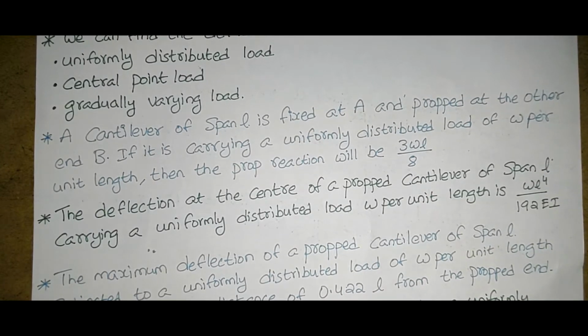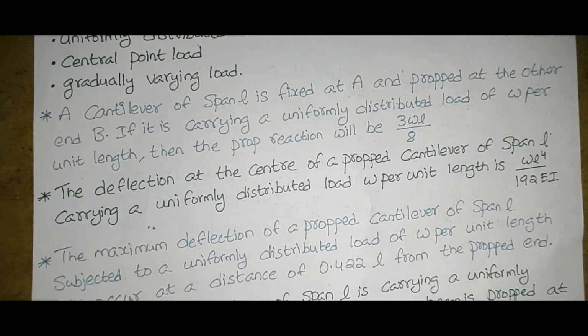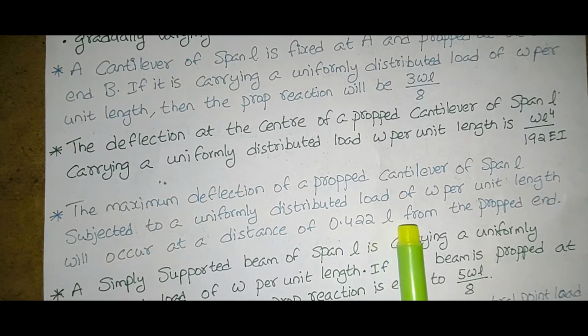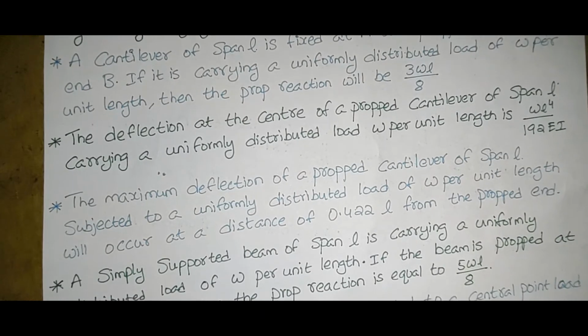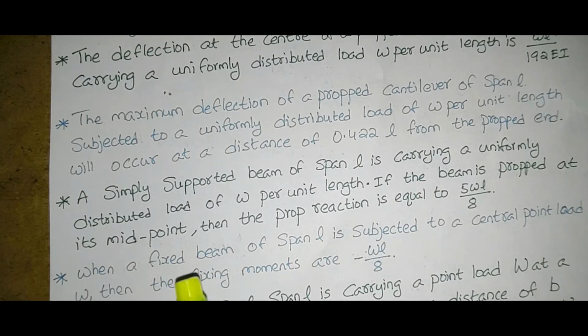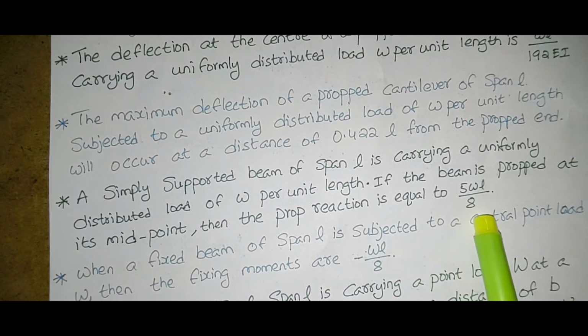The maximum deflection of a propped cantilever of span L subjected to a uniformly distributed load of W per unit length will occur at a distance of 0.422 L from the propped end. A simply supported beam of span L is carrying a uniformly distributed load of W per unit length. If the beam is propped at its midpoint, then the prop reaction is equal to 5WL by 8.